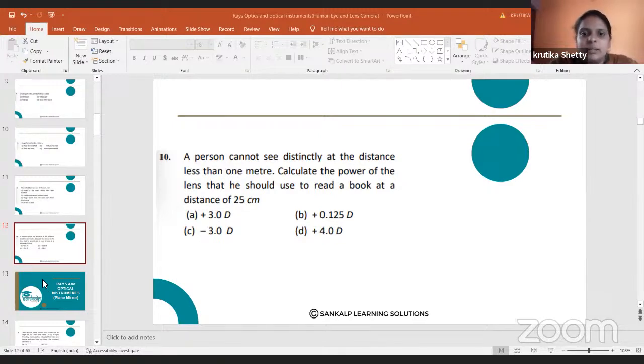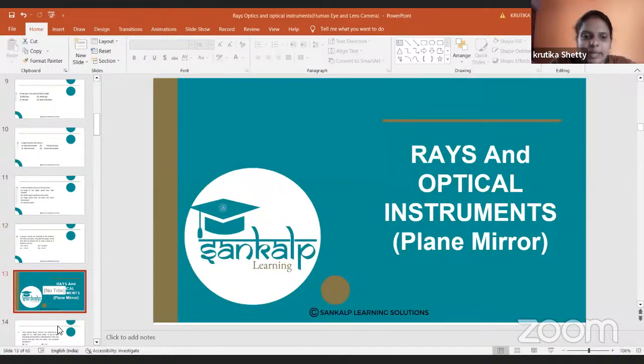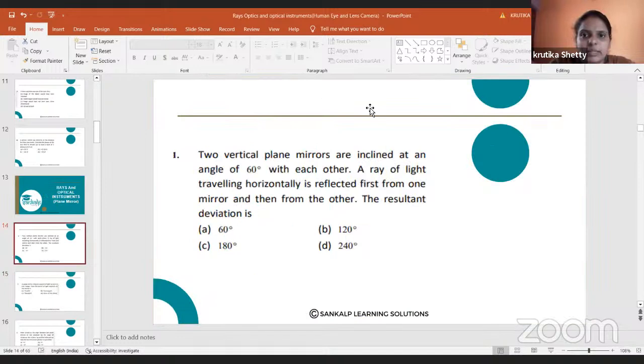Next we have optical instruments and the plane mirror. Here is the next question. You can see the next question now. Two vertical plane mirrors are inclined at an angle of 60 degree. Now a ray of light traveling horizontally is reflected first from one mirror and then from the other mirror. They are asking you the resultant deviation.